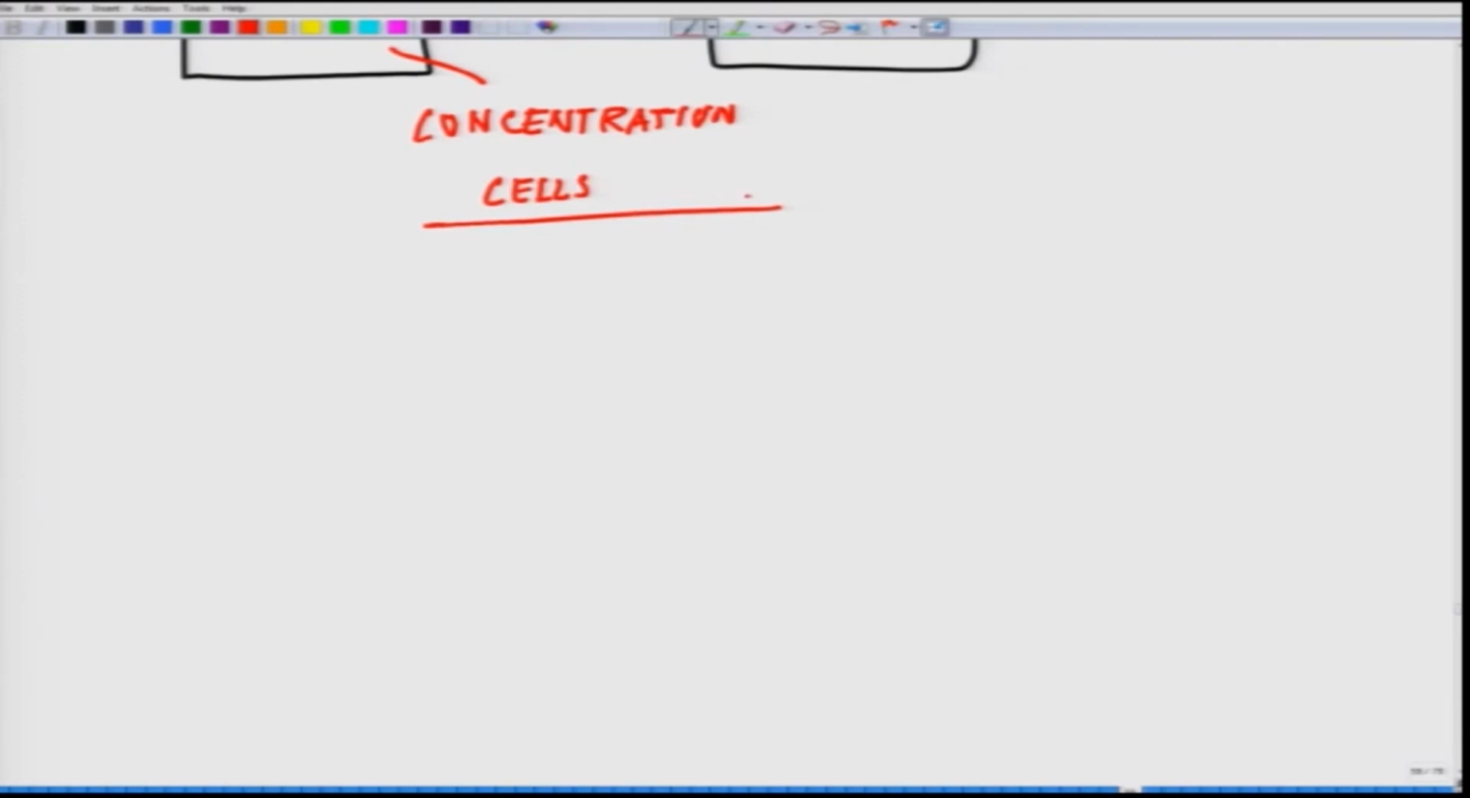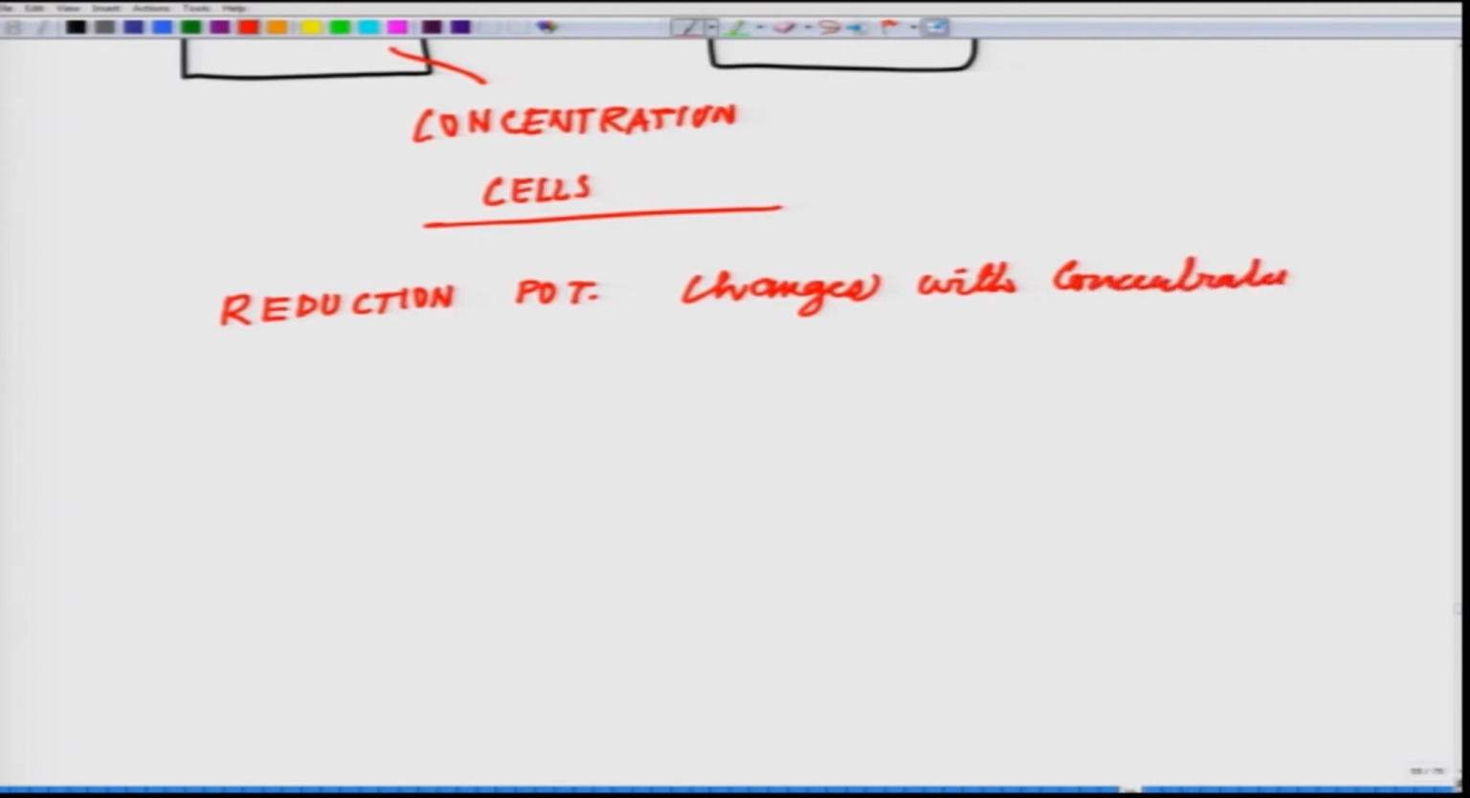What are concentration cells? Concentration cells exist because the reduction potential changes with concentration. An electrochemical cell using two half cells with the same chemical reaction, but with different concentrations, is called a concentration cell.